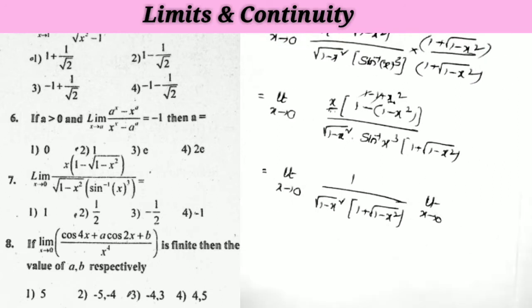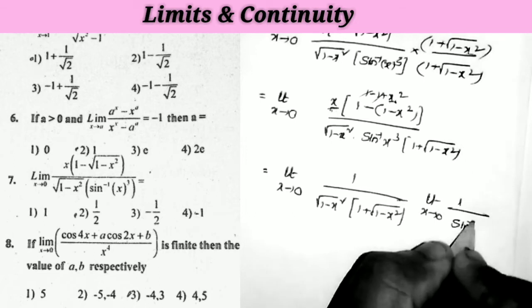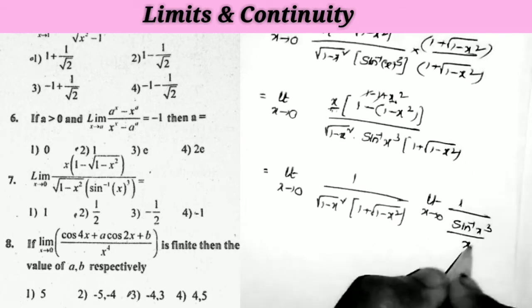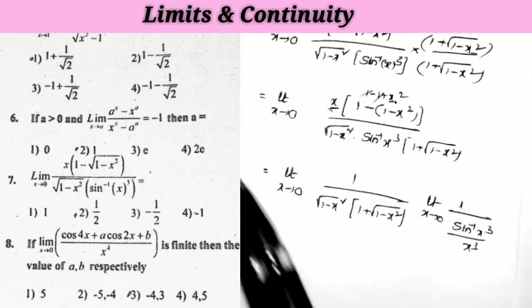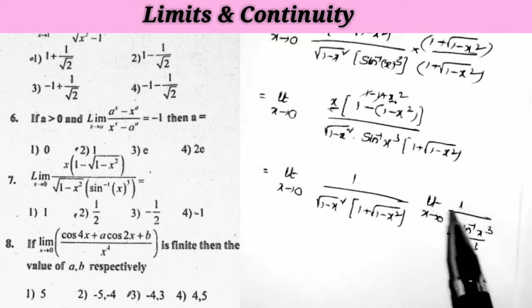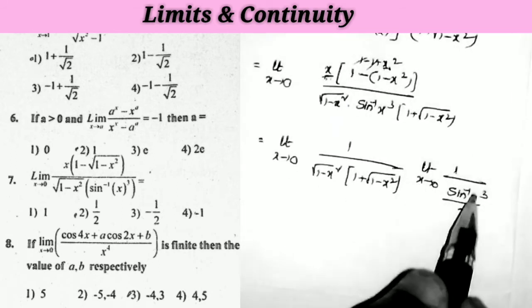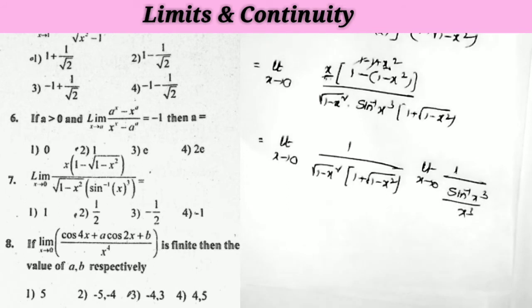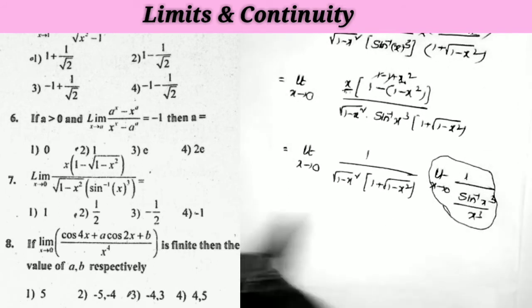Again I take the limit value 1 by sin inverse x cube by x cube. Here we have the numerator value equal to x cube. I am taking that numerator value at the denominator, sin inverse x cube by x cube. Now what is this answer? Limit x tends to 0, sin inverse x by x is equal to 1. So this total part becomes 1.